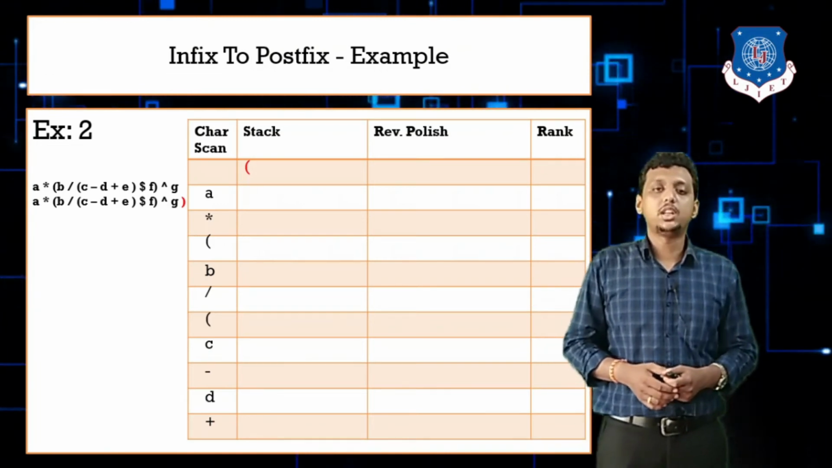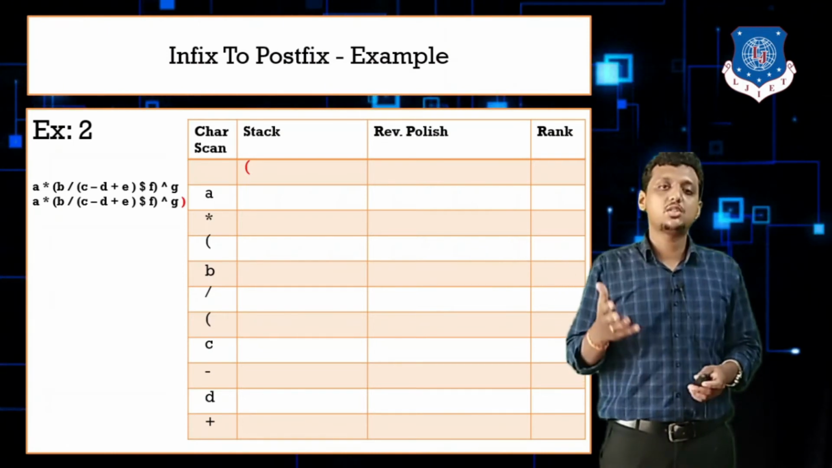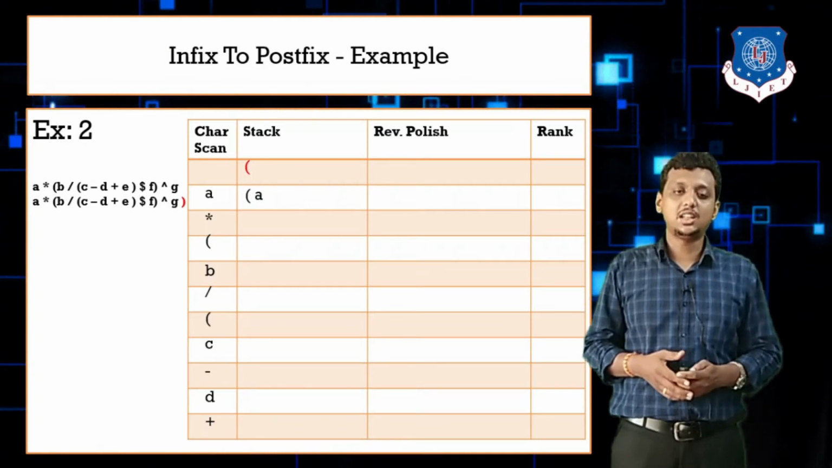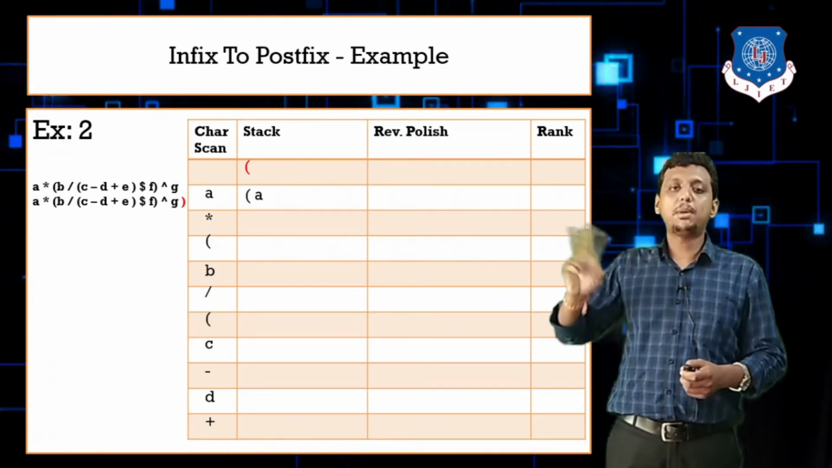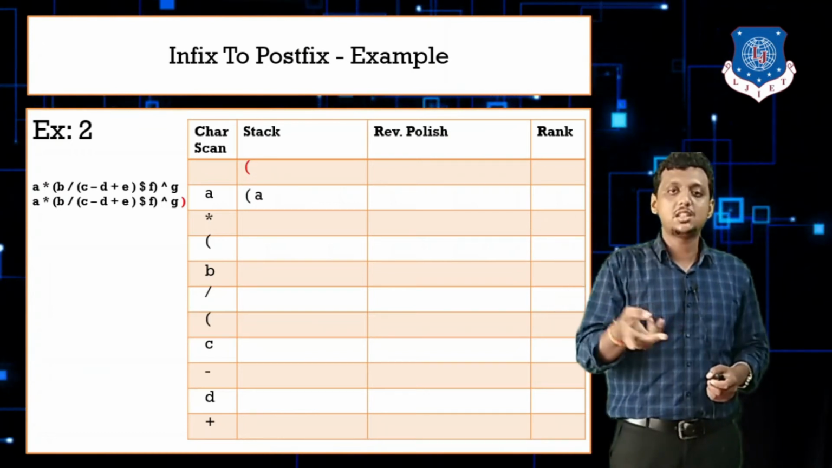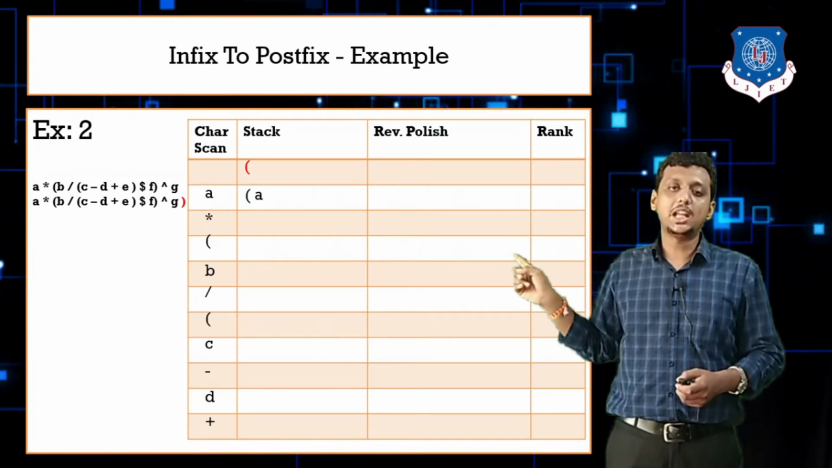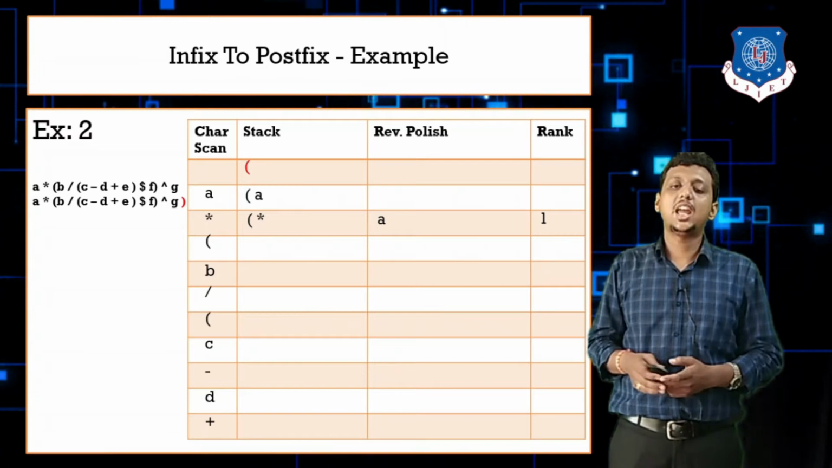So what happens over here? First we need to compare A with the opening bracket. Obviously A has higher precedence, so we push A inside the stack. Reverse polish and rank remain as they are. Next, when we talk about the star, compare star and A. A has higher precedence, so A will be popped from the stack, go into the reverse polish, and rank will be calculated. And star is pushed inside the stack. So here it is, A and 1.